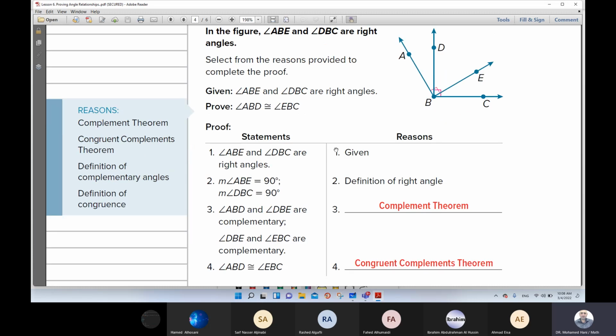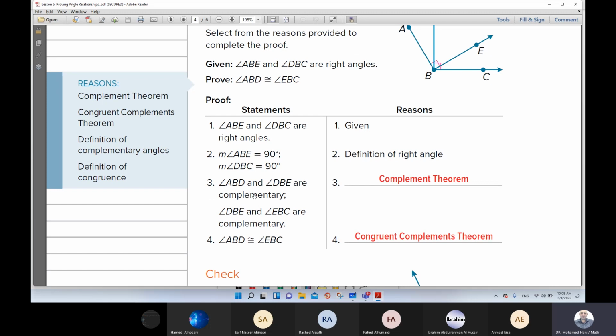Start from the given information. We have angle ABE and angle DBC are right angles. This is given. Then we want to use the definition of the right angle. The measure of angle ABE equals 90 degrees and the measure of angle DBC equals 90 degrees. Then we want to use the complement theorem.